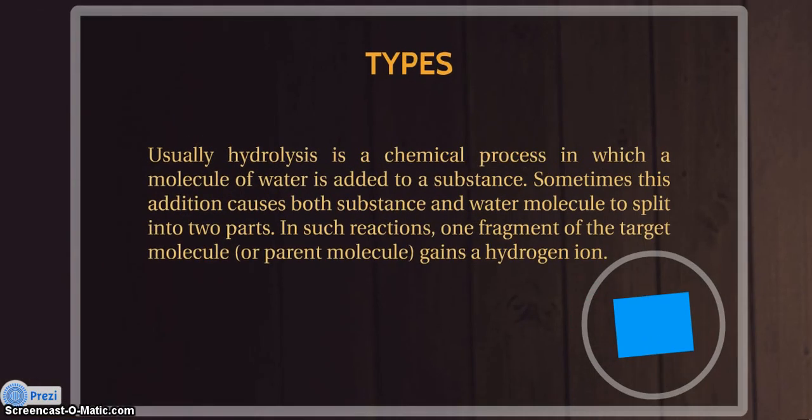Types. Usually, hydrolysis is a chemical process in which a molecule of water is added to a substance. Sometimes, this addition causes both substances and water molecules to split into two parts. In such reactions, one fragment of the parent molecule gains a hydrogen ion.